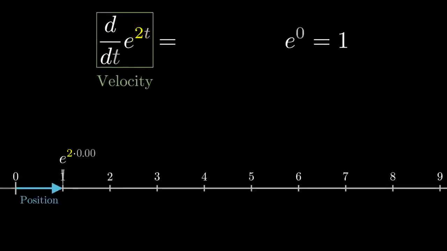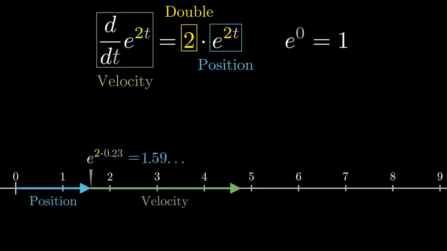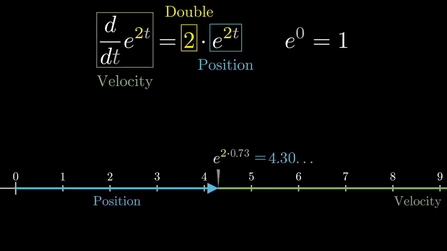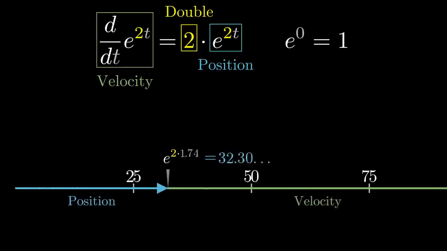Well, by the chain rule, the derivative is then 2 times the function itself, and reading this dynamically, it's telling you the velocity vector is always 2 times the position vector. Again, the farther to the right the position gets, the faster it must move, but this time the feeling is that that growth gets out of hand all the more quickly.